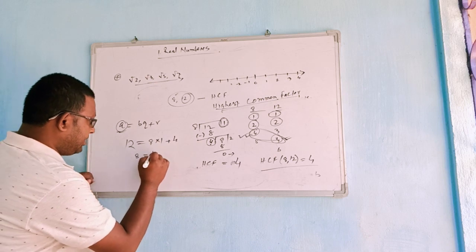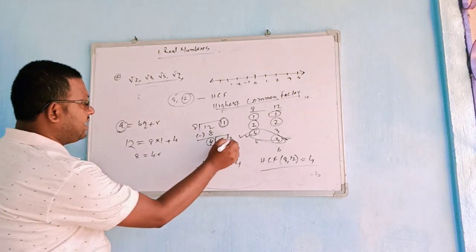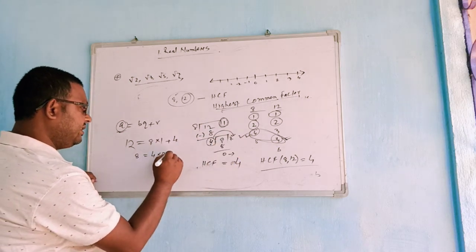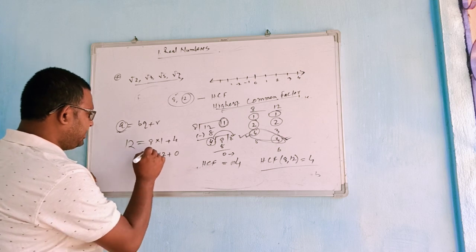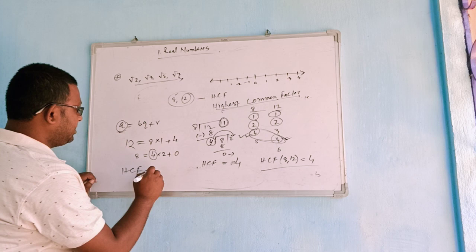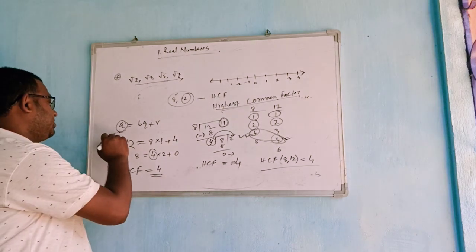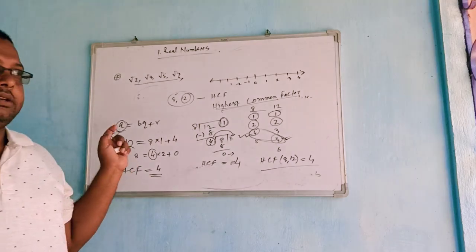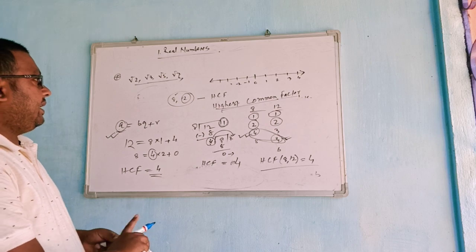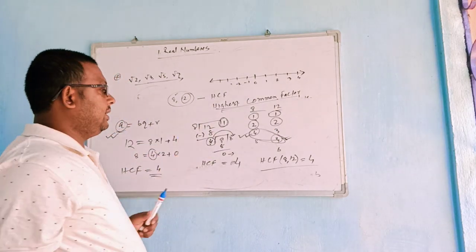Then this 4 is the divisor. How many times? 4 into 2 is 8. Then the remainder is 0. So this last one is the divisor. So what is the HCF of these two? It is 4. This is the main process we follow in class 10. So we have learned the highest common factor using Euclid's division algorithm or lemma.